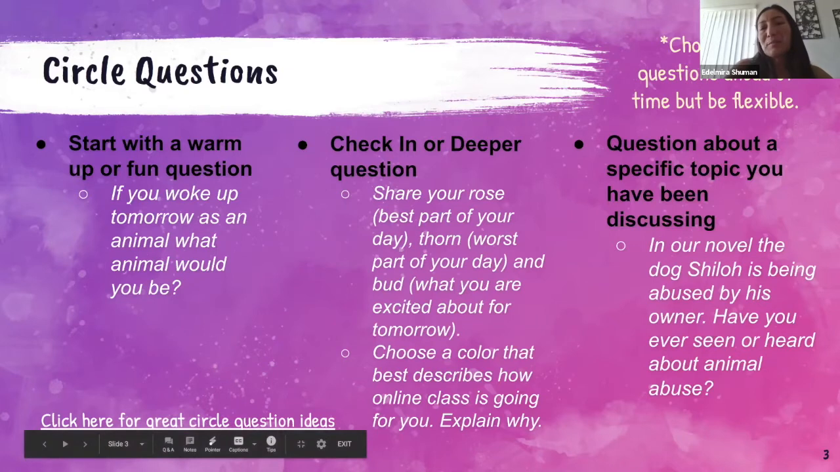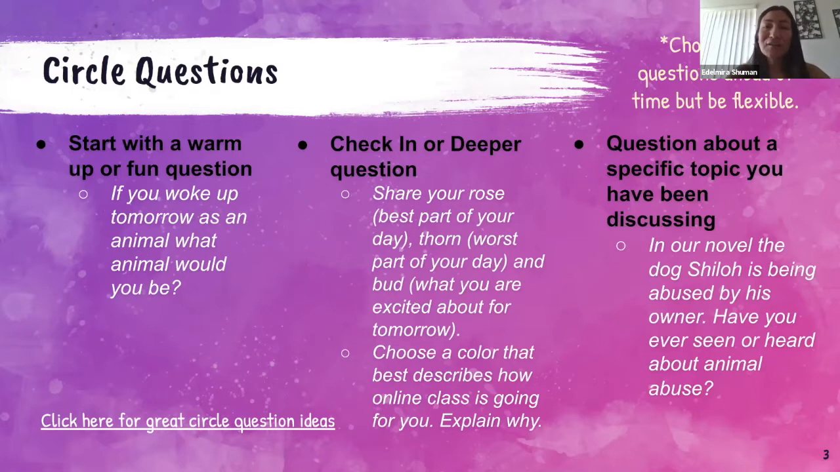I put another example of a question that was specific to what we were learning. We're reading Shiloh right now. Sometimes I think about it, because it might bring up some things that we have to be ready to address. In our novel, the dog Shiloh is being abused by his owner. Have you ever seen or heard about animal abuse? And there was a student who was like, oh, does it have to be animal abuse? What about a human? And I got a little bit, oh no, okay, and this is in front of the whole class.